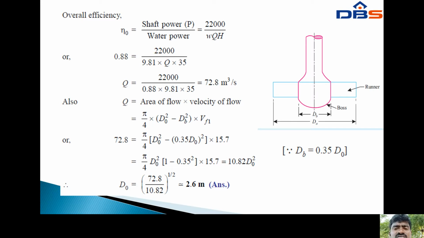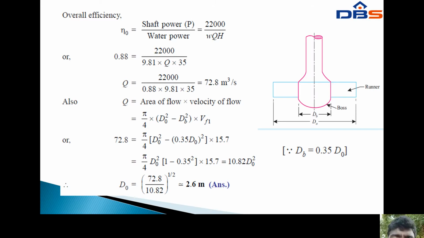Area of flow into velocity of flow. Q equal to pi by 4 into d naught square minus dB square into Vf1. So, 72.8 equal to pi by 4 d naught square minus (dB = 0.35 d naught) whole square into 15.7.